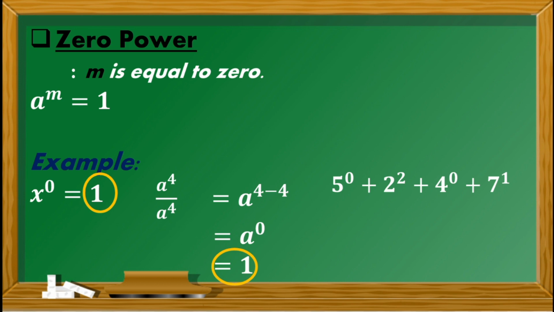Next, 5 raised to 0 plus 2 raised to 2 plus 4 raised to 0 plus 7 raised to 1. So, yung ating 4 at yung 5, dahil sila ay parehong raised to 0, magiging na silang 1. Yan, 1 plus 2 raised to 2 is 4. Yun ay 2 times 2. Plus, 4 raised to 0 is 1. Plus, 7 raised to 1 is equal to 7 pa rin. Final answer is 13. 1 plus 4 plus 1 plus 7 equals 13.